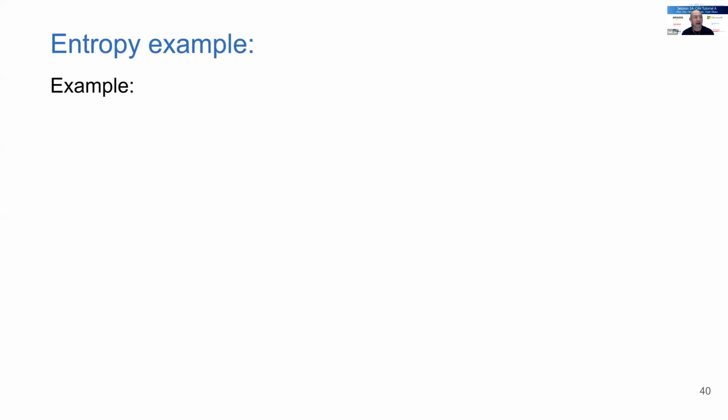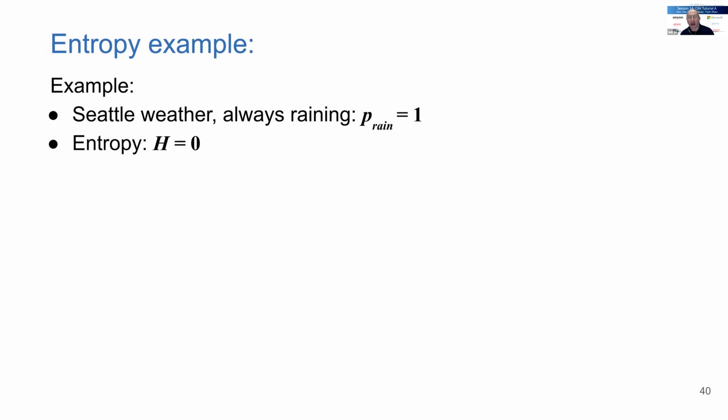So the example is this. People tell me that in Seattle, it always rains, okay? Let's assume that's true. It's always raining, so the probability of rain in Seattle is 1. Now when you get out of the house in the morning and look at the weather, do you gain any information? Well, if the probability of rain is 1, it's always raining, you gain no information. And if you plug this into the entropy formula, it will tell you the information gain is 0 here. Uncertainty is 0, another way of saying it.